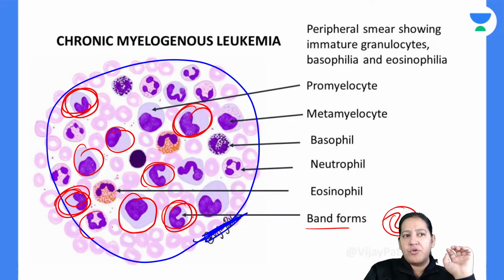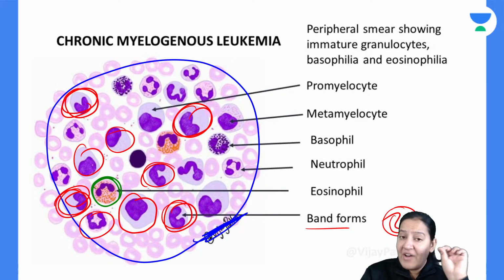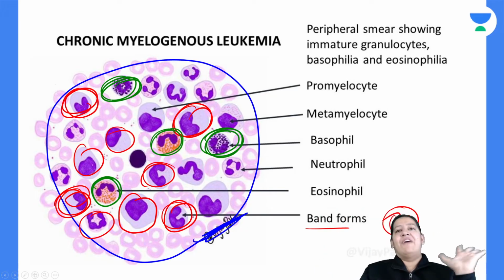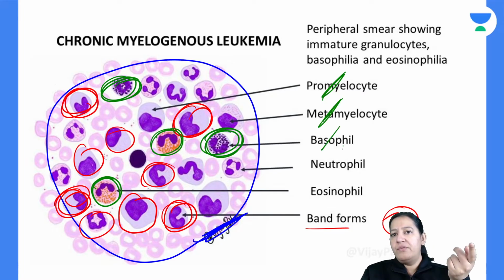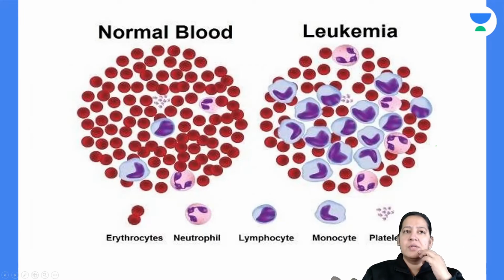This is a mature neutrophil. Can you see the blue colored one? Okay, let me mark. This is an eosinophil. Sorry, the red granules, this is also an eosinophil. This one is a basophil, with dark blue or black granules. This is also a basophil. So you are getting everything: promyelocyte, metamyelocyte, basophil, neutrophil, eosinophil, band form, right? So this is the typical diagram of CML.